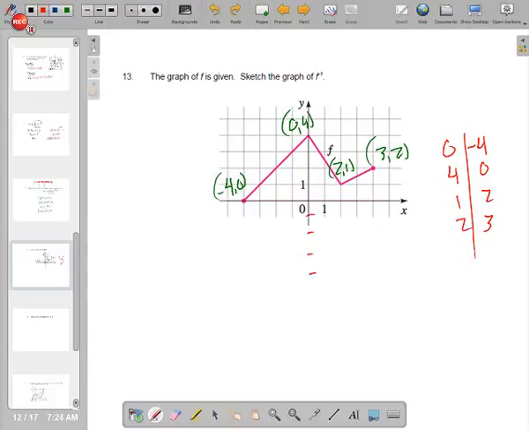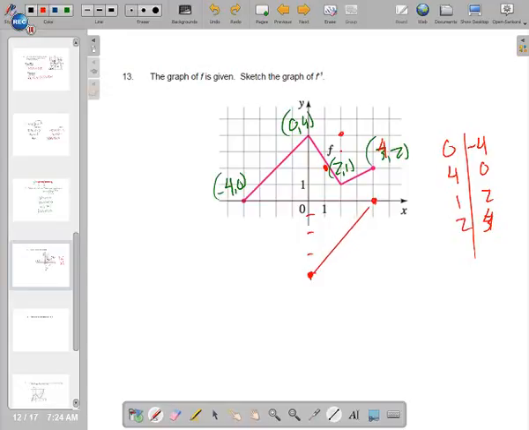So 0, -4 is about here. 4, 0. 1, 2, and 2, 3. That looks like 4. It's 4, 2. So 2, 4. There we go. So now that I have, I missed 2, 4 right here.